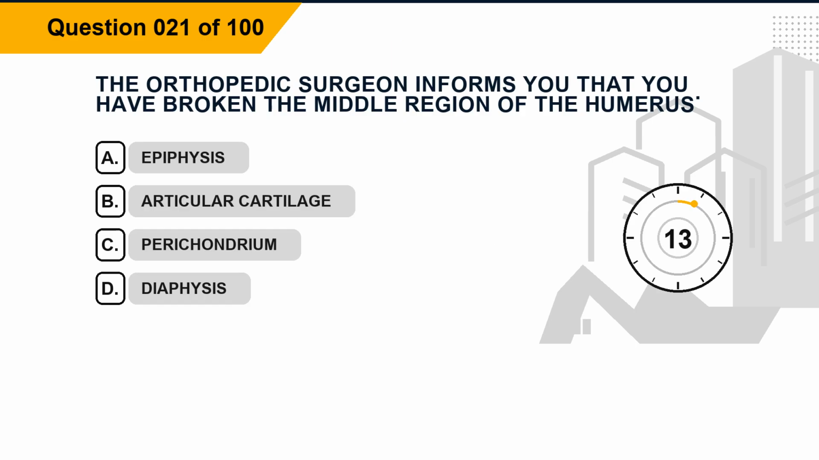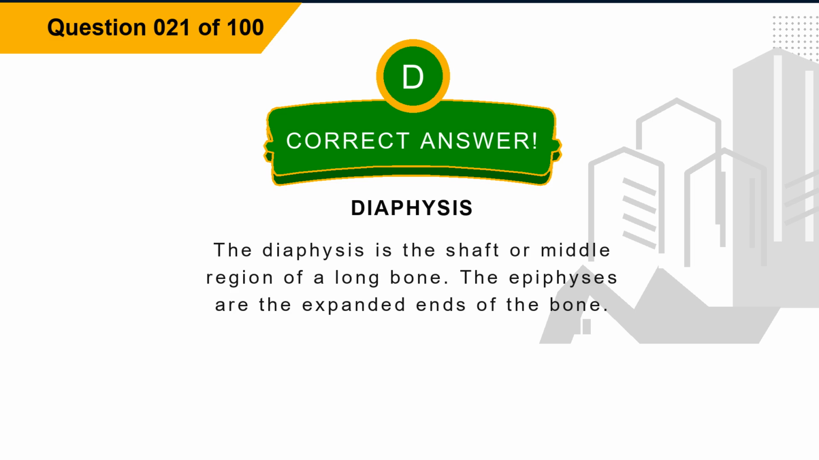Question 21. The orthopedic surgeon informs you that you have broken the middle region of the humerus. Option A, epiphysis. Option B, articular cartilage. Option C, perichondrium. Option D, diaphysis. The correct answer is option D, diaphysis.